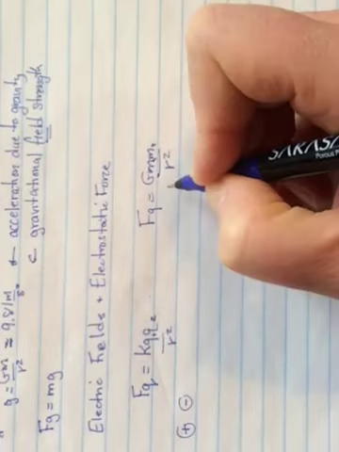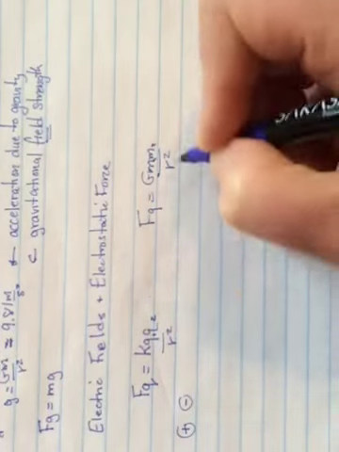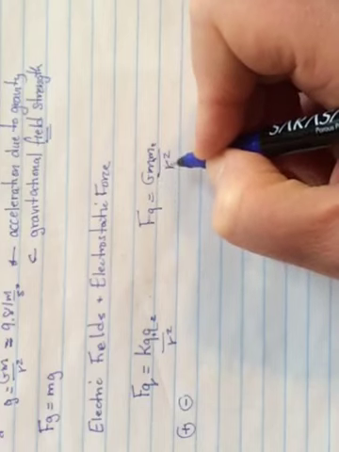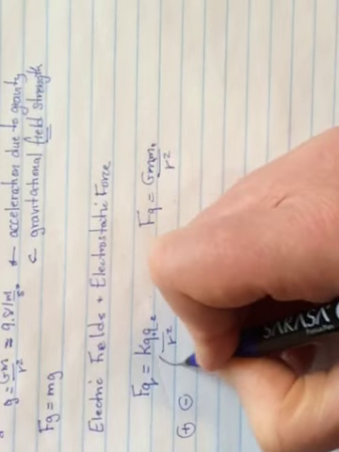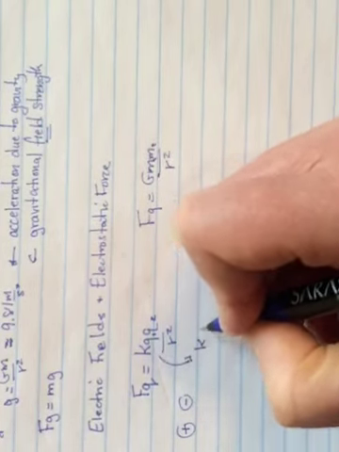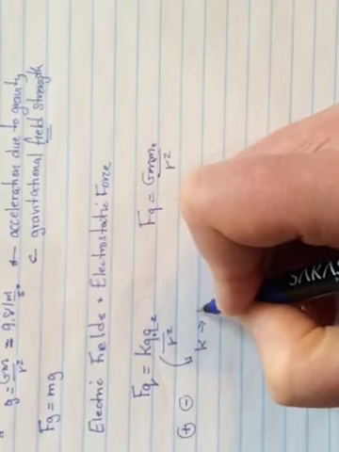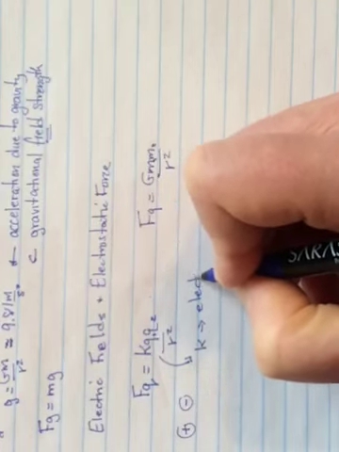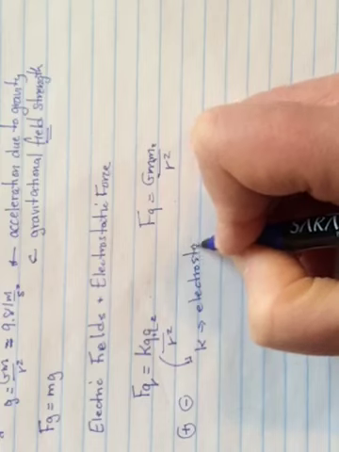This is the size of the charge, just like this is M1 and M2, the size of the mass. The R is the distance from the center of one to the center of the other, just like it is in gravity. And the K is known as the electrostatic constant. Okay? Electrostatic constant.